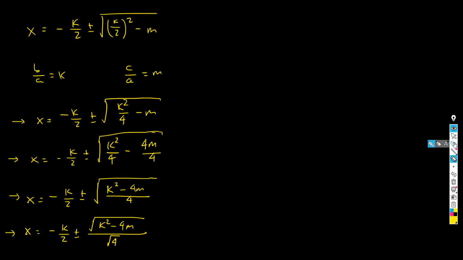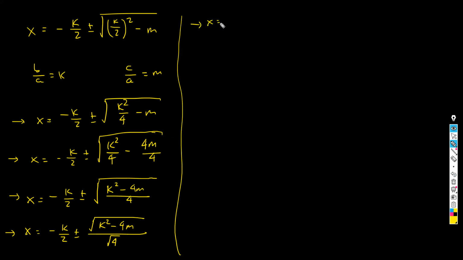Okay. And why did I want to separate this square root of a fraction into these two square roots? Well, because I know that 4 does have a square root, an integer square root. So that's why I wanted to do that. I'm going to continue here.